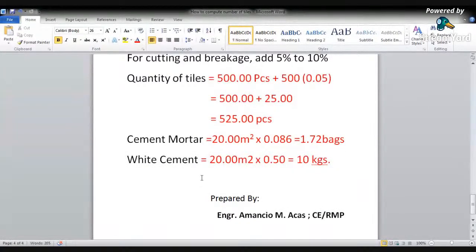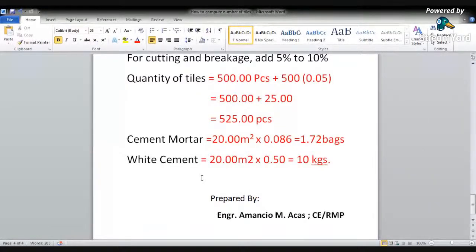So in general, the quantity of tiles required for the floor size of 5 by 4 meters is 525 pieces of tiles. And cement mortar, 1.72 bags. In white cement, 10 kilograms you require. So this is very useful because these are common requirements.